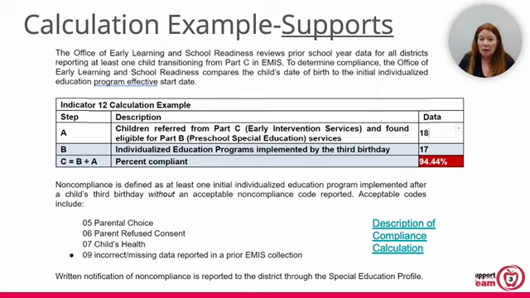09, incorrect missing data reported in a prior EMIS collection. It's an acceptable non-compliance code, and there will be no indicator 12 finding. There are several additional items to keep in mind regarding reporting to EMIS. If the family moved to your district and the PSTC was held in another district, do not report the PSTC code.